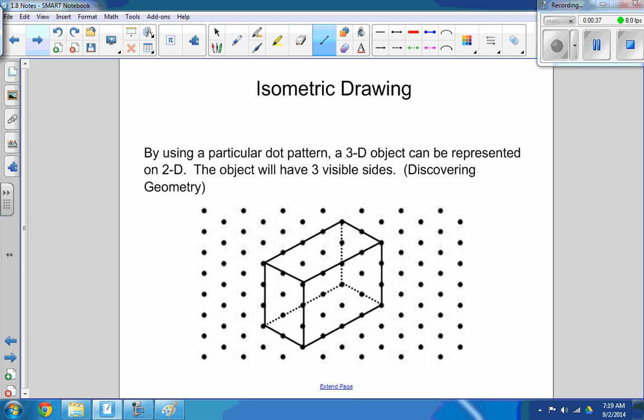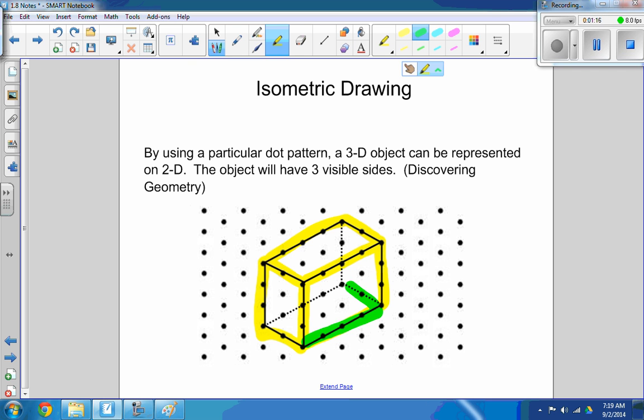Isometric drawing is a particular way that uses a dot pattern so a 3D object can be represented on 2D. The object will have three visible sides, and the rest of the sides we can't see if this was a real object, and we use the dotted lines to represent the sides that we can't see. So the sides that we can see: this side, this side, and this top here.